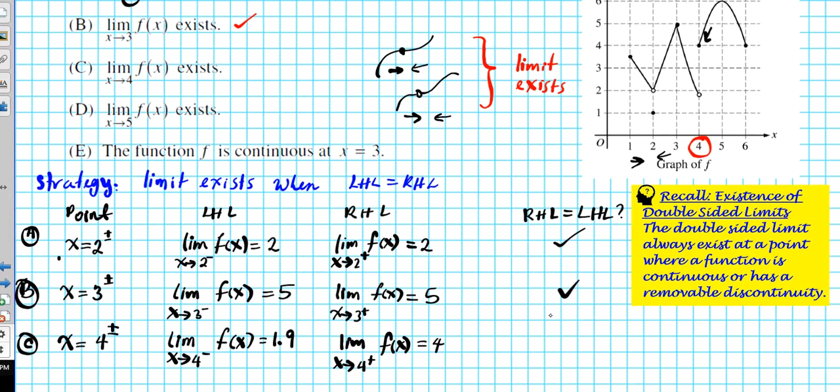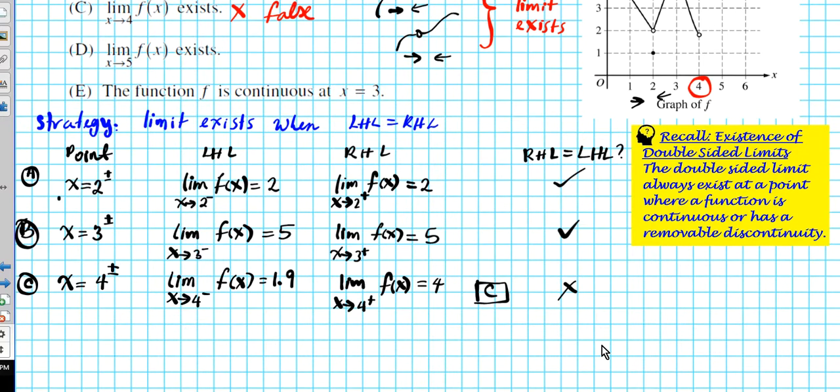So is the right and left hand limit the same? The answer is no. So option letter C is a fail. This is the one that's false. Hence, that is our correct answer. Option letter C. Now, even though we have the answer, let's take a look at option D and E, okay?